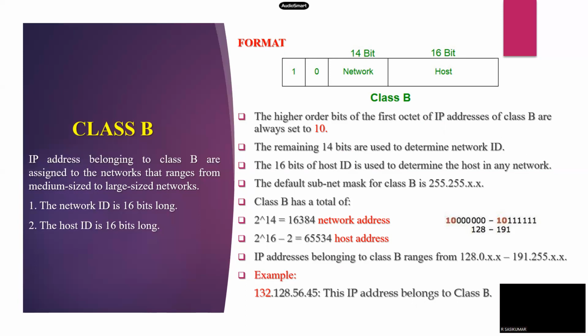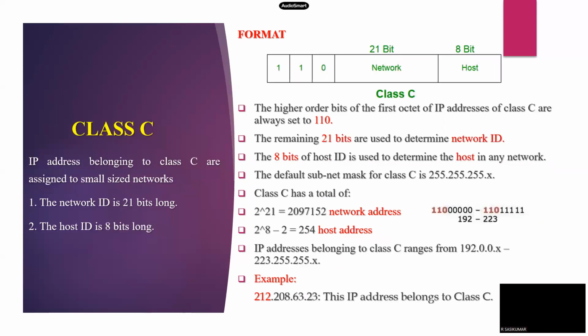Then we move on to class C. In class C, again we have two formats, one is the network ID, another is the host ID. Among 32 bits, the first 24 bits are allocated for network ID and the remaining 8 bits for host ID. In the network ID, the higher order 3 bits are 110. These 110 always represent a class C address. The remaining 21 bits are used to determine the network ID.